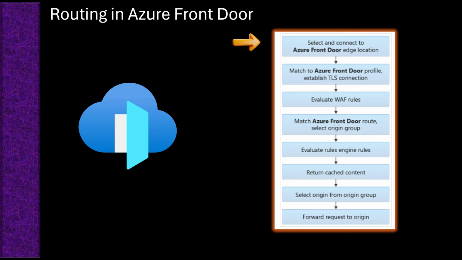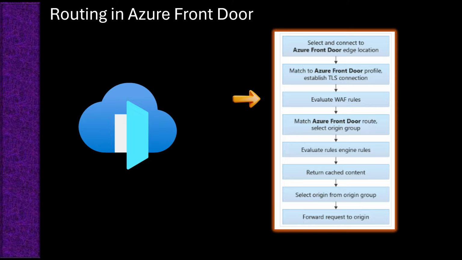multiple regions. Once the client is connected to Front Door, it matches the incoming request to a specific Azure Front Door profile, which contains the routing configuration. If the connection requires encryption, Azure Front Door establishes a secure TLS connection to ensure data is transmitted securely between the client and the Front Door.